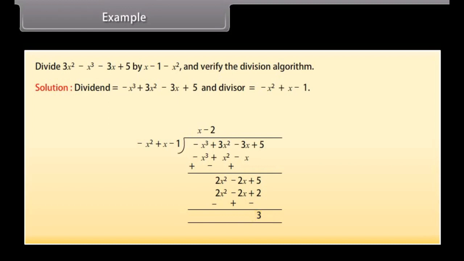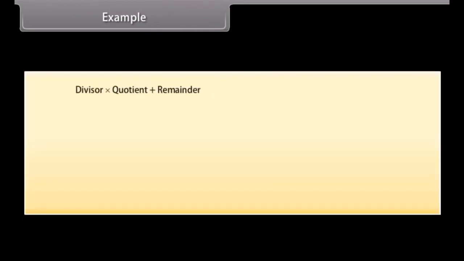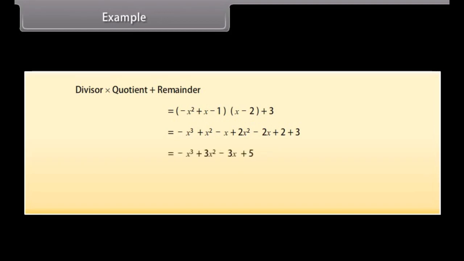Now to verify, let's see whether divisor times quotient plus remainder is equal to dividend or not. So, divisor times quotient plus remainder is equal to (minus x square plus x minus 1) times (x minus 2) plus 3, equals minus x cube plus x square minus x plus 2x square minus 2x plus 2 plus 3, equals minus x cube plus 3x square minus 3x plus 5, which is equal to the dividend. Hence verified.